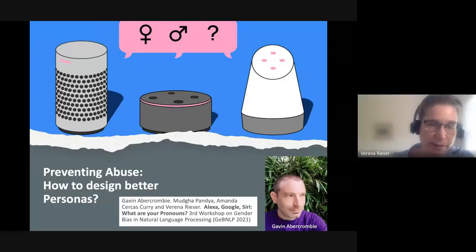So you might also say that in addition to just reacting to abuse, we might want to prevent abuse by designing better personas. So maybe personas which are not necessarily female and anthropomorphized. And that was something which we looked into in a recent study, which is going to be published at the ACL workshop this year, where we compared user perceptions and the claims made by the systems and by the corporations.